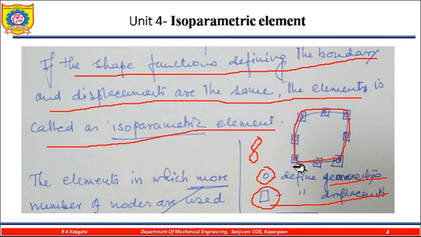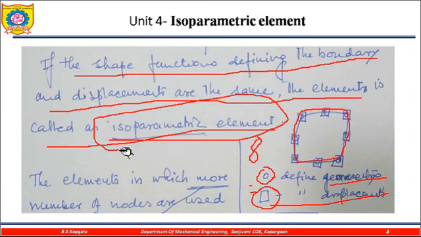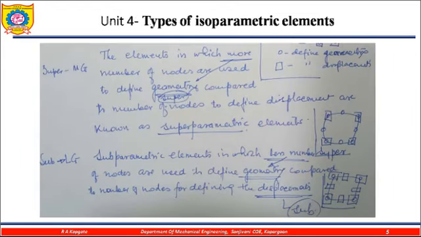Now in this figure you have seen that an equal number of geometric symbols as well as displacement symbols are available. So when the geometric symbol and the displacement symbol are the same, that is called an isoparametric element. It means the elements in which the shape function defining the boundary and the displacement are the same are called isoparametric elements. Let us move on to the second classification, the superparametric element.